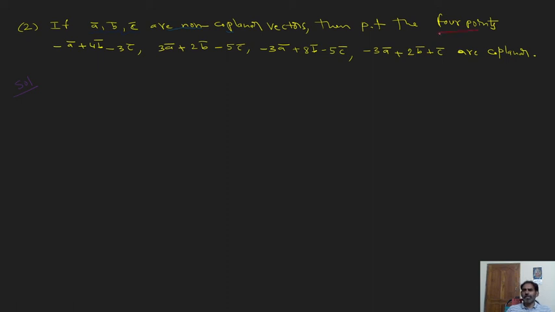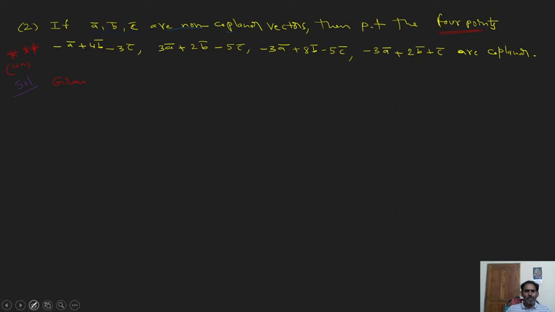Again 4 points are given, same process. Very important, most important question, 4 marks. These 4 points are converted into 3 vectors. These are position vectors, they are not A, B, C, D. Just write the position vectors given.